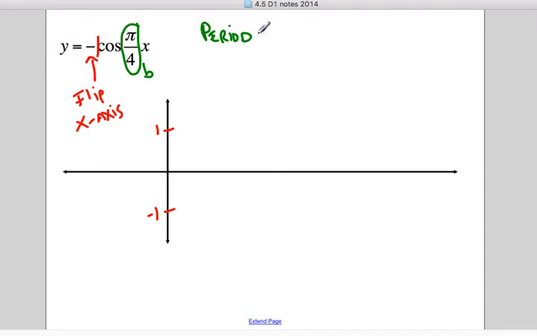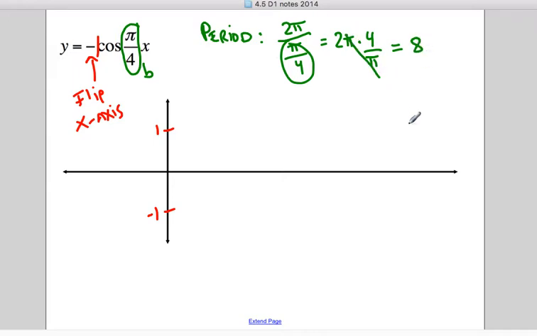So the period change, we do 2 pi divided by b. So in this case, 2 pi divided by pi over 4. Take the 2 pi and multiply by the reciprocal, which is 4 over pi. In this case, the pi's cancel, so we just get 8. The period is 8. Make your 4 tick marks. The last tick mark is whatever the period is. Half of 8 is 4, half of 4 is 2, 2 times 3 is 6, 2, 4, 6, 8.